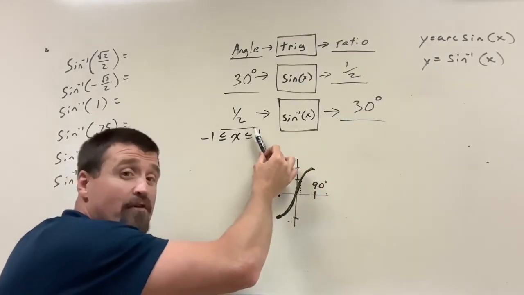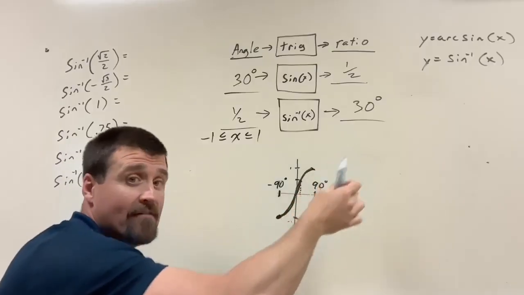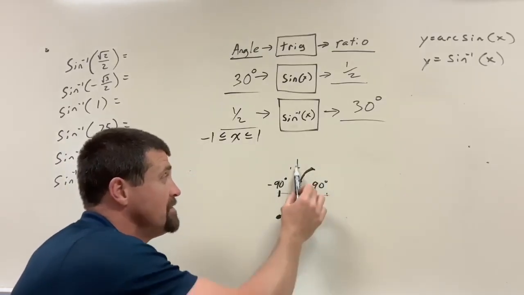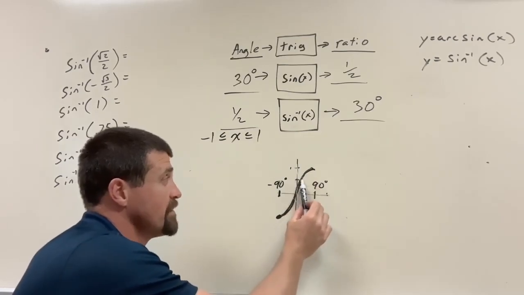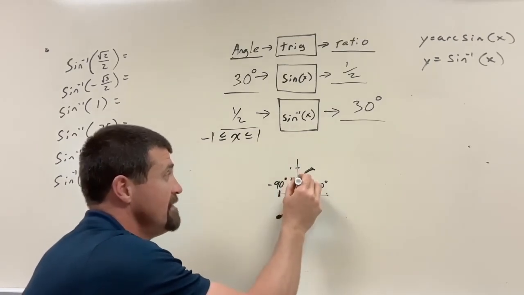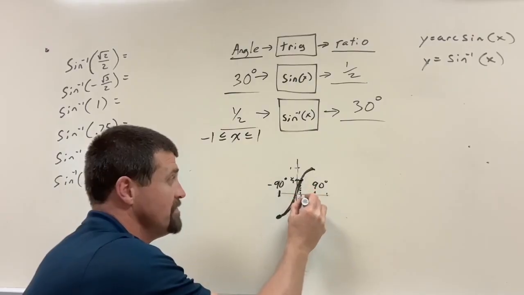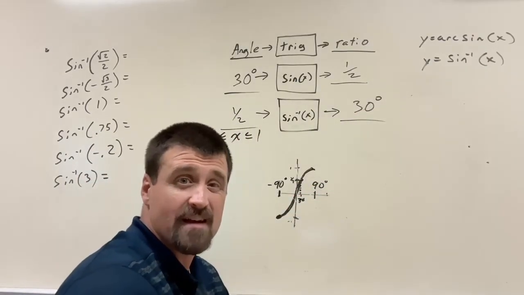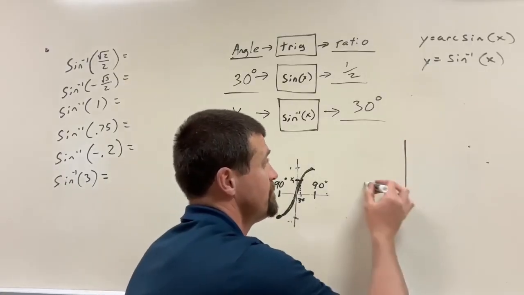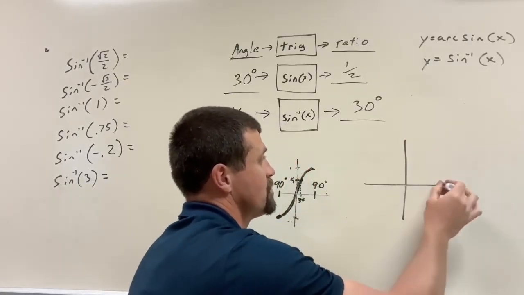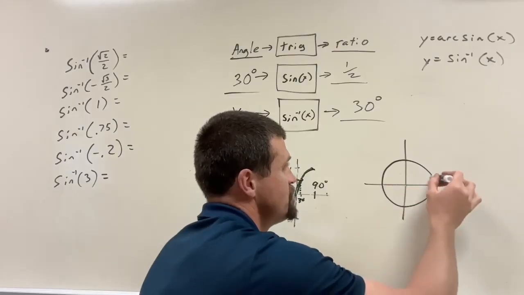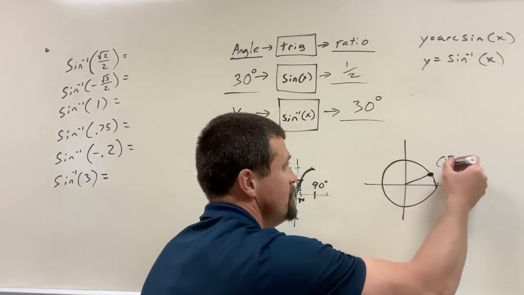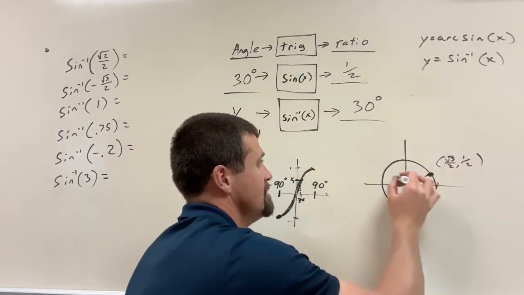And now every ratio is only going to have one angle that goes with it. All the negative ratios are going to go with negative angles, and all the positive ratios are going to go with positive angles. So our 1/2 is going to go right here to a positive 30. Now, a good place to look at this and see this is the unit circle. If I think about the unit circle, it has two locations whose y value is 1/2.